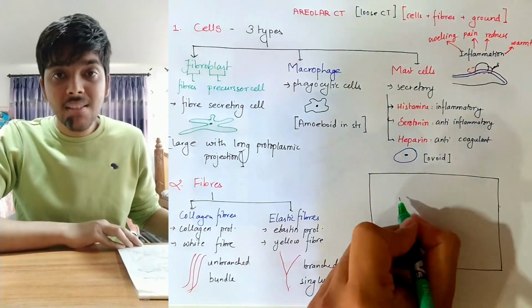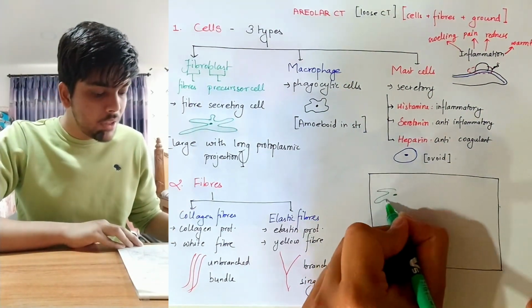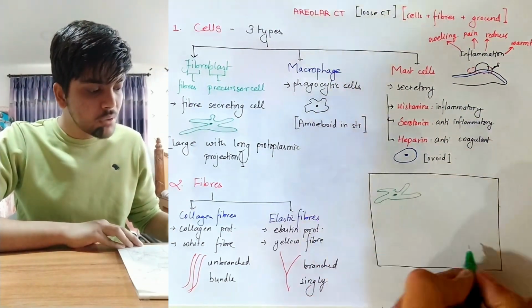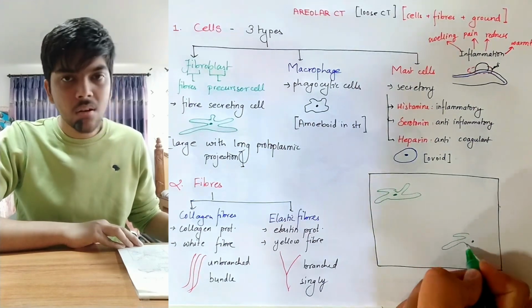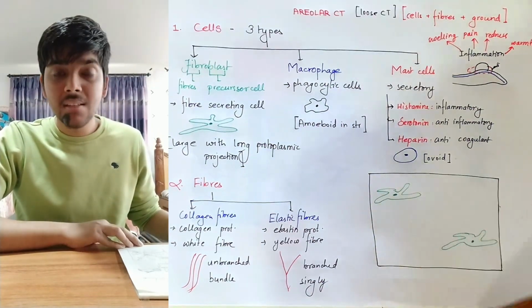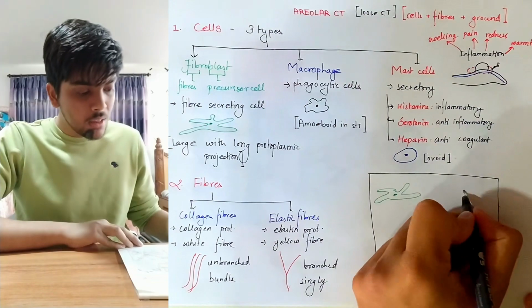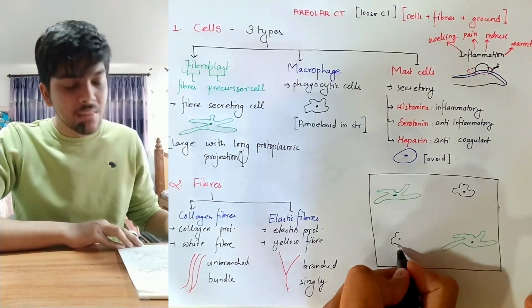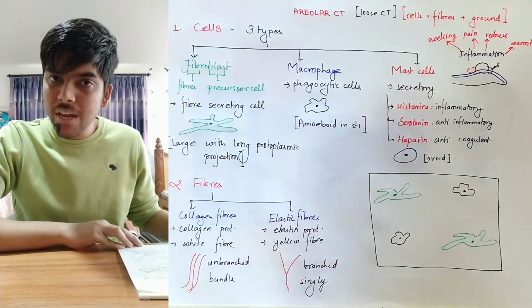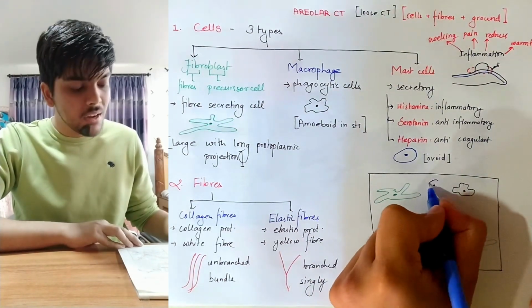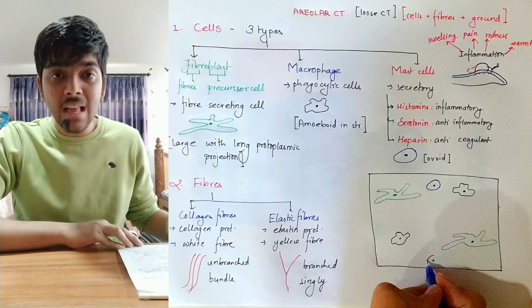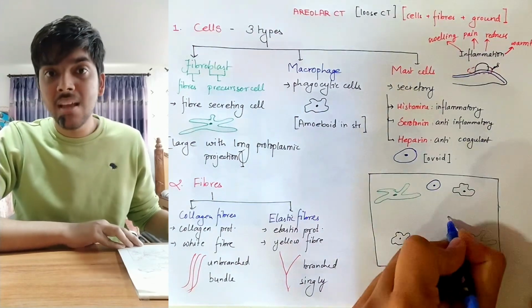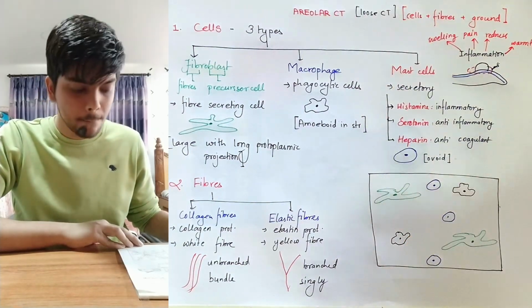So firstly, the cells, three types of cells. There's your large cells with long protoplasmic projection called your fibroblast that secrete fibers. Then there's your amoeba-like cells called macrophages that show the function of phagocytosis. And finally, there's your egg-like ovoid cells called mast cells that are secretory in function.